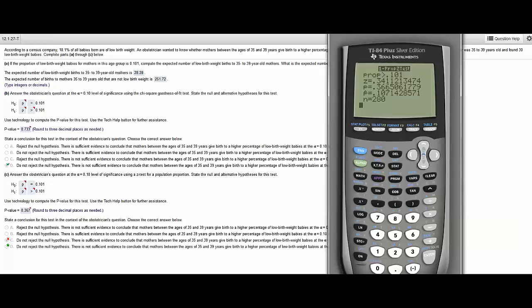So, going back here to your choices, since our p-value, the 0.366, is greater than 0.1, I fail to reject the null. There is not sufficient evidence to conclude blah blah blah. Okay, that's why that bottom one is that choice. So hopefully this helped.